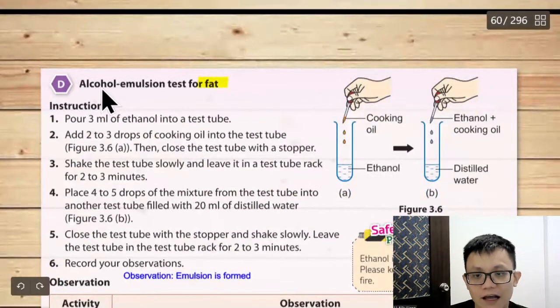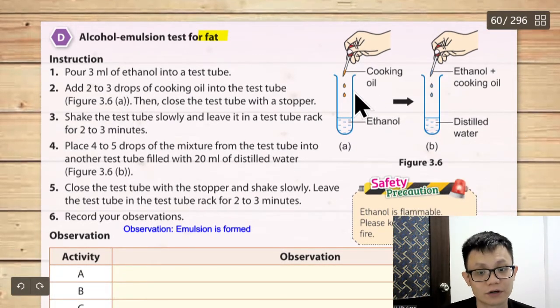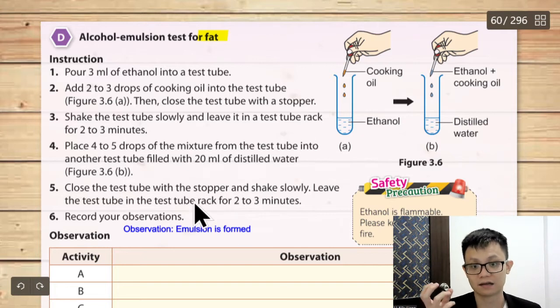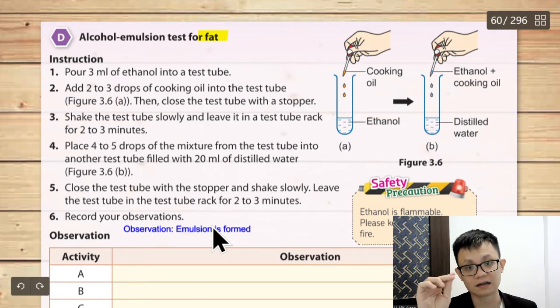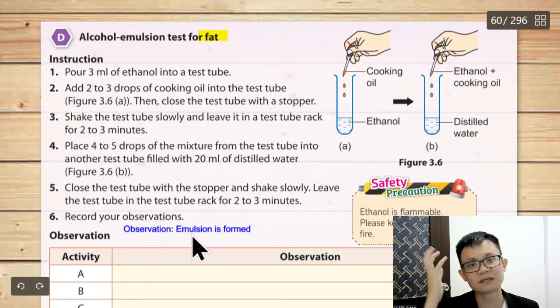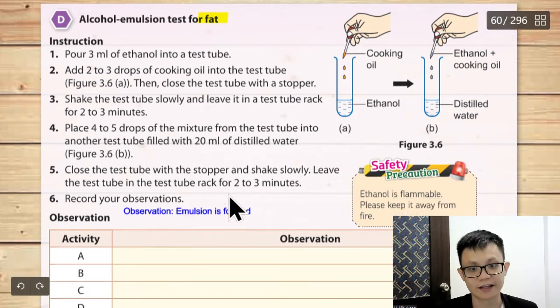After that we got the alcohol emulsion test. How do you know it's fat? You just use the emulsion test. How to use the emulsion test? For example, you put the oil and there's ethanol, then the emulsion will form with a white color thing in the solution. No white color thing means there's no fat. Got white color thing means there's fat.